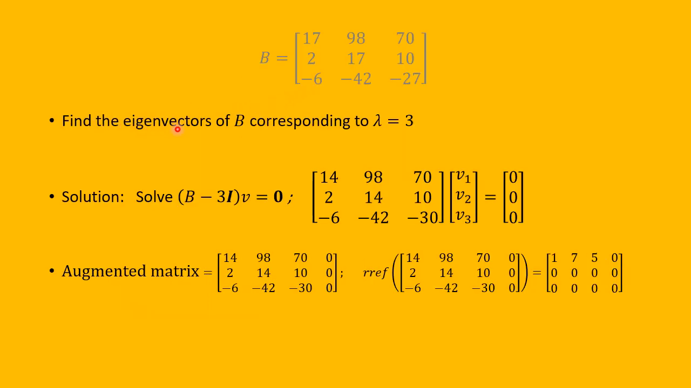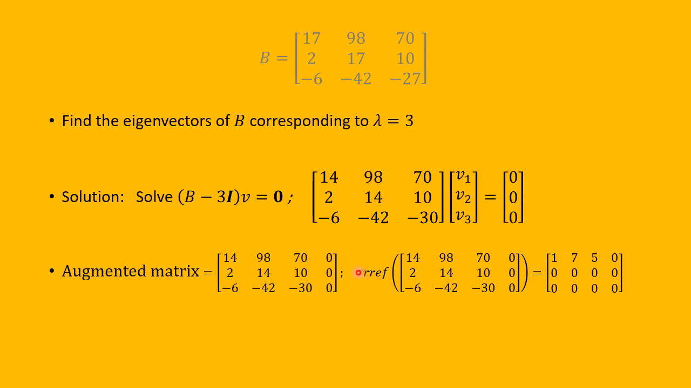So now let's find the eigenvectors of B corresponding to lambda equals 3. So we're going to solve B minus 3I times an eigenvector equals 0. So here is B minus 3I. We subtracted 3 from each of the primary or main diagonal elements. Instead of 17, 17 minus 3 we have 14, 14 minus 3 we have 11. So solve this times this vector equals the 0 vector.